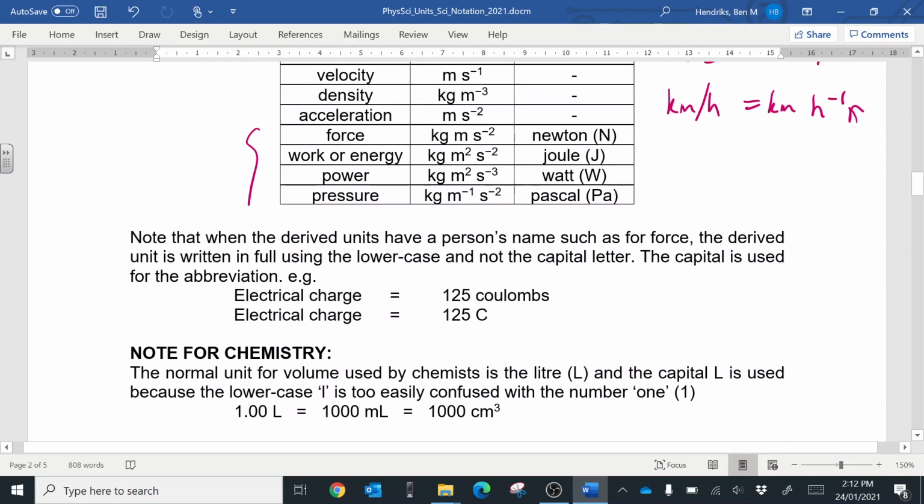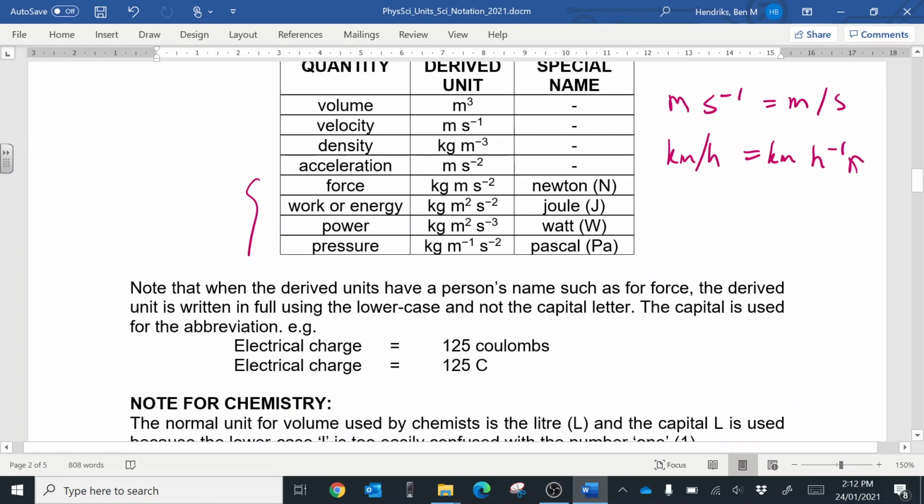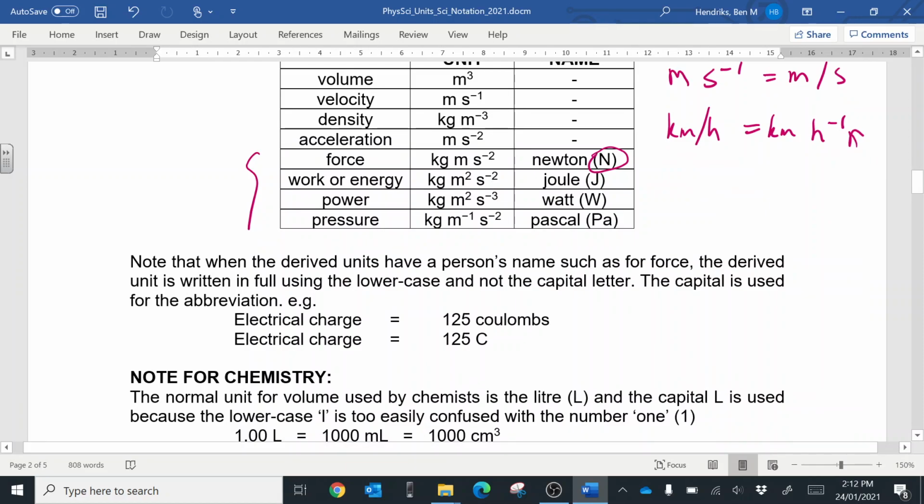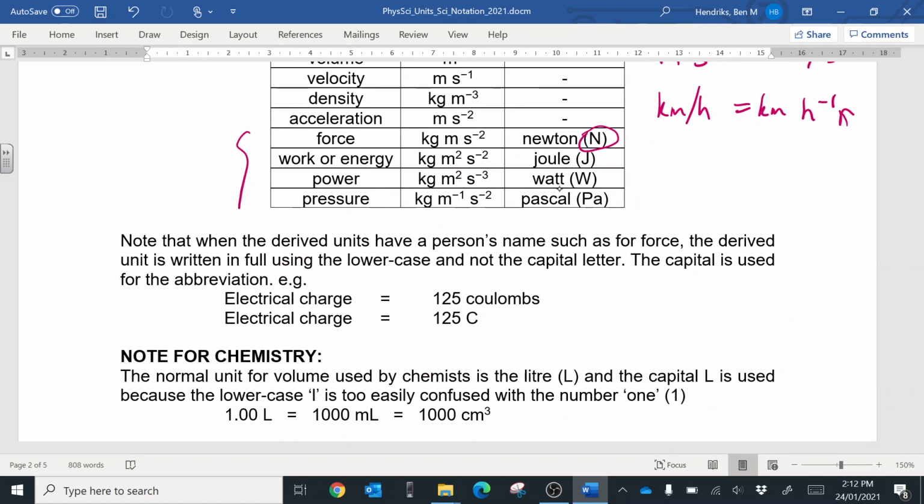Okay, so just note that when the derived units have a person's name, such as a force, the derived unit is written in full using the lowercase and not the capital letter. The capital is used for the abbreviation. So when they're talking about force here, the force has been named for Isaac Newton, who was a famous scientist who made a lot of discoveries. And so rather than writing out kilograms meters per second squared each time, we just write out a big capital N for that unit. Or in electrical charge down here, this one has been named for Coulomb, and instead of writing out 125 coulombs each time, we write out 125 C.